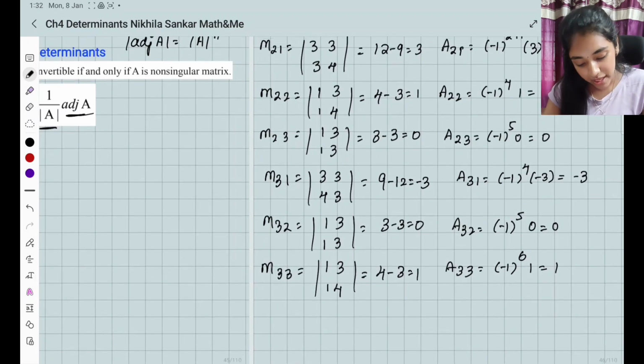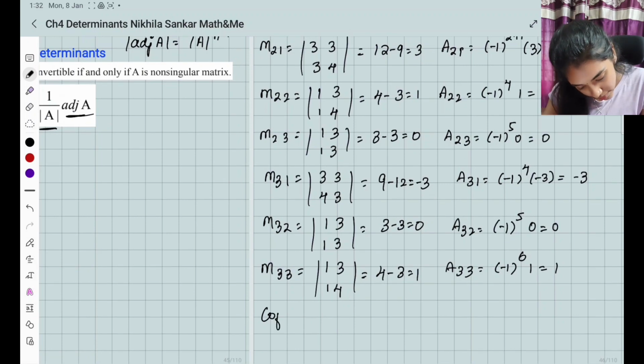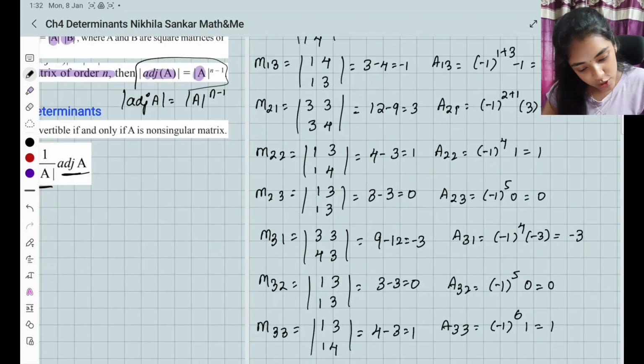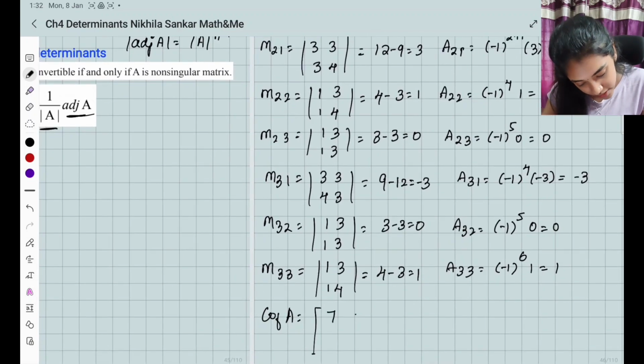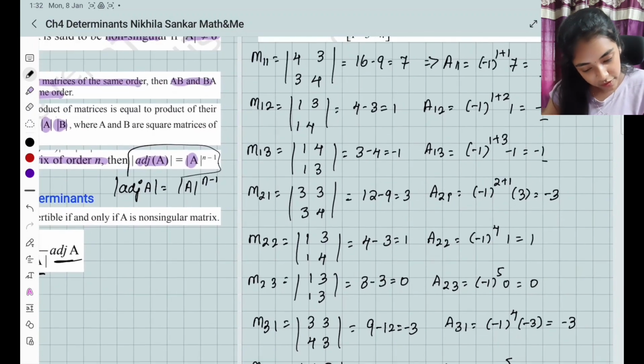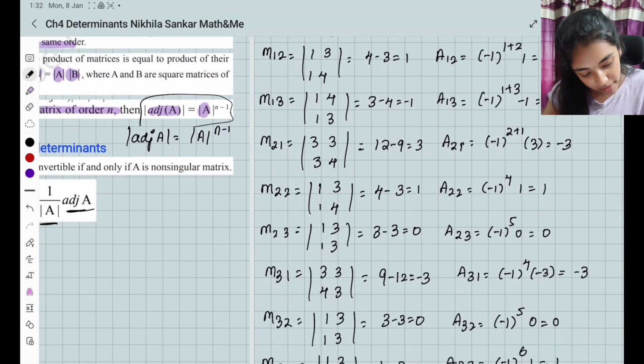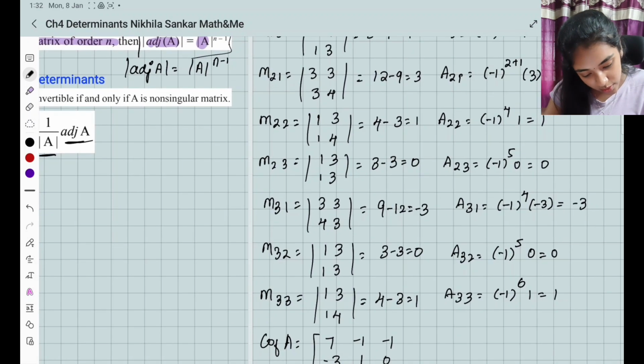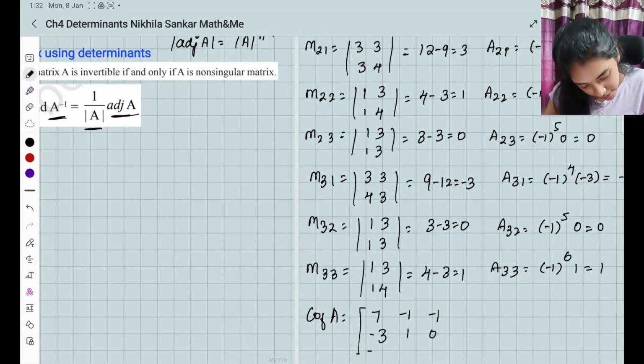இப்போ cofactor matrix எப்படி இருக்க போகுது? Cofactor matrix of A is going to be matrix 7 minus 1 minus 1. இது வந்து first row elements. So 7 minus 1 minus 1. இது first row. Then second row is going to be minus 3 1 0. Third row elements minus 3 0 1. இது cofactor.